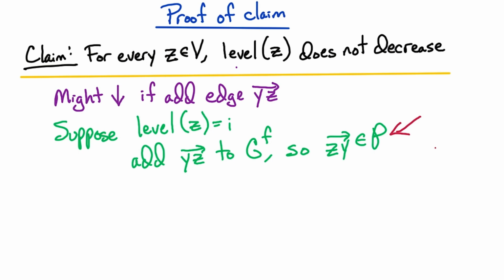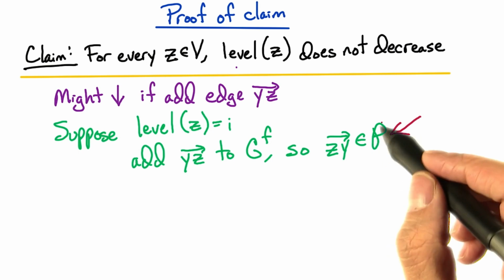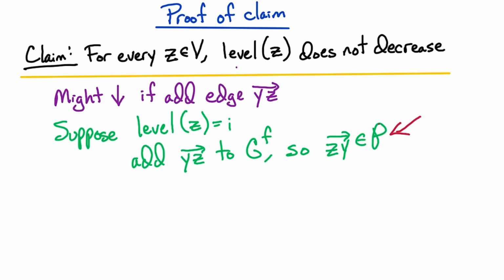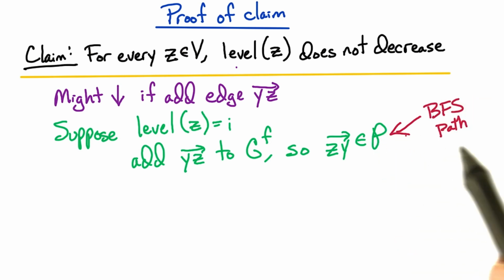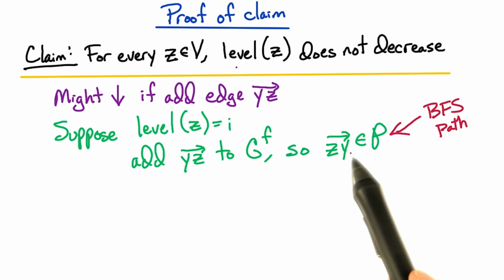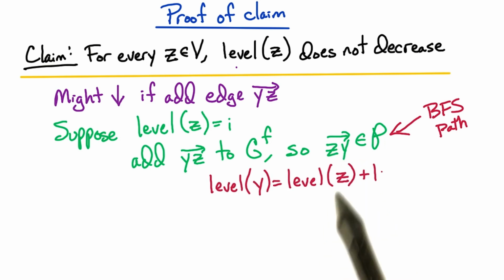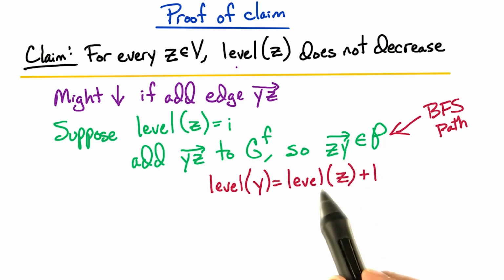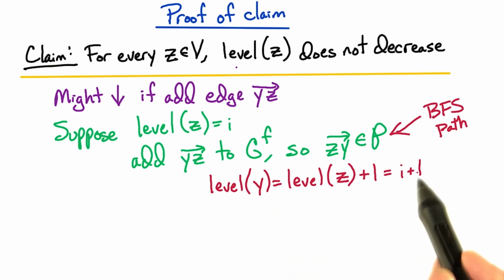Now we have to utilize the properties of the Edmonds-Karp algorithm. The Edmonds-Karp algorithm says this augmenting path is a BFS path. So we obtain this path by running BFS. Now what do we know about paths from BFS? We know that on this path, the level of the vertices increases by +1 along every edge. Therefore, the level of Y must be the level of Z plus 1. We said the level of Z is I, so therefore the level of Y is I plus 1.